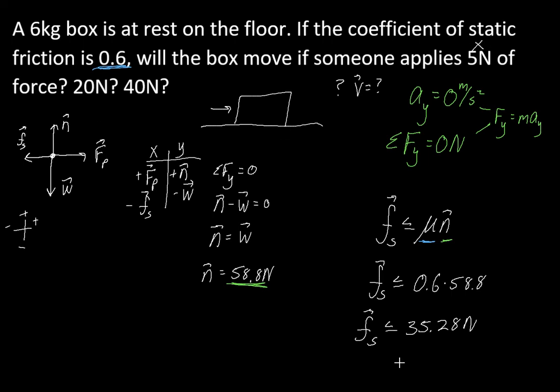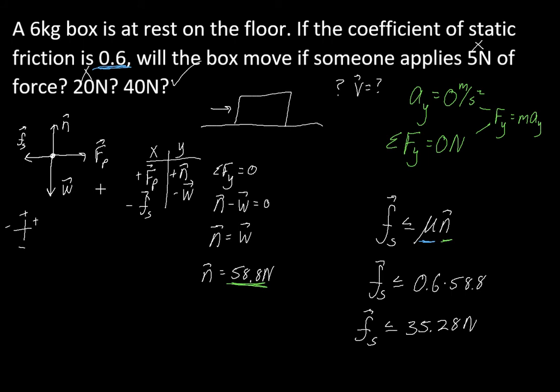If we go to 20 newtons, 20 is less than or equal to 35, which means yes, static friction can oppose that, so this guy's not moving either. But as soon as we get to 40 newtons, 40 is not less than or equal to 35. So static friction can only give 35 newtons, which means if the person pushes with 40, the object will start to move. And that's how static friction works.